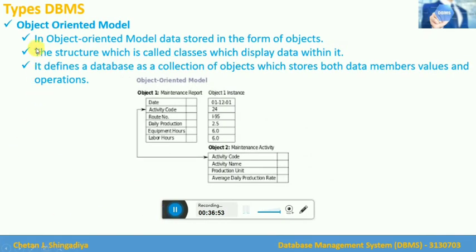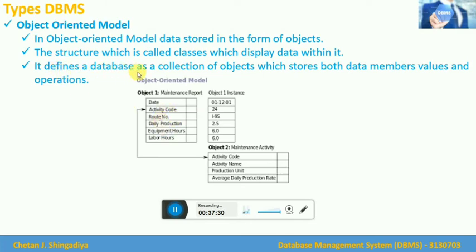Now let us understand what is object-oriented model. In the object-oriented model, data is stored in the form of objects. So this is one object, object 2, and so on. The structure is called a class, which displays data within it. If we consider this is an object and this is our class, maintenance report, and if you want to display data, you can display data in it. That means you can display your data within it.